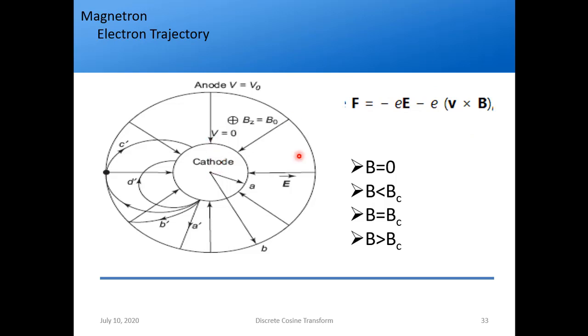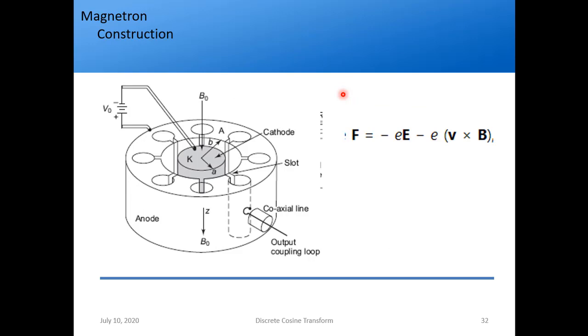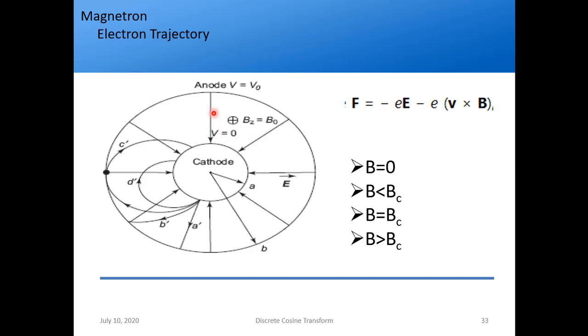Let's say the magnetic field is 0 initially. If there is no magnetic field, what happens when the source is switched on? We only have the electric field. The electric field will be here and the cathode is here. So F is minus eE, only the electric force is acting. This is the cathode, this is the anode. So the electron will obviously get attracted towards the anode. That is what is shown here. So from the cathode, the electron travels towards the anode.